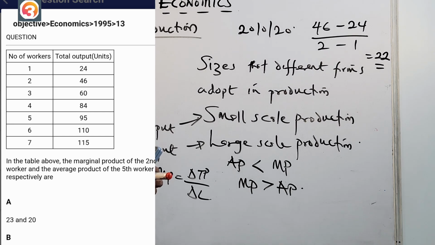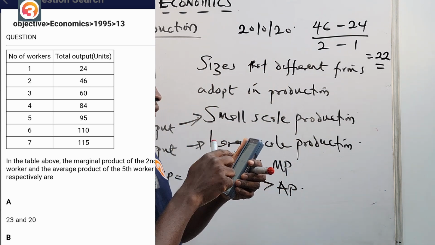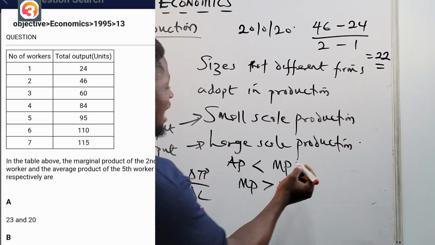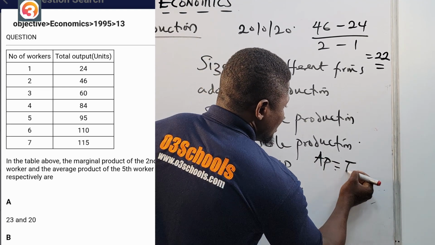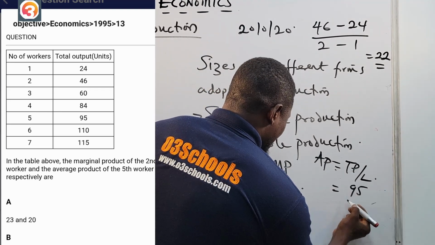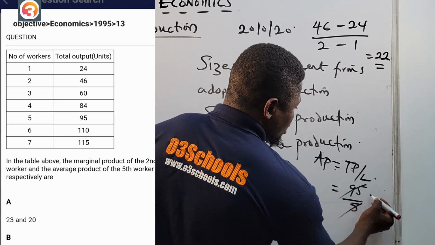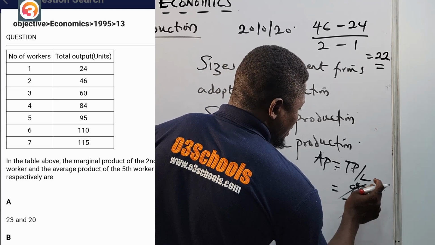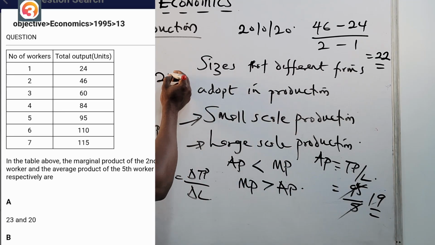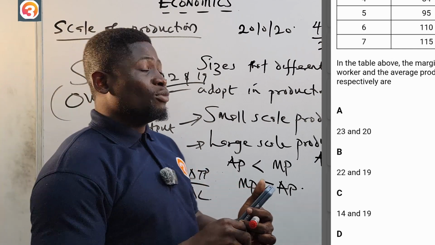Now, let us check for the average product of the fifth worker. Fifth worker is 5, 95. Total output is 95. And we know that average product is TP over L. Our TP is 95, our L is 5. 95 divided by 5 is 19. That's our answer: 22 and 19. Very simple as ABC. You must know your formulas.